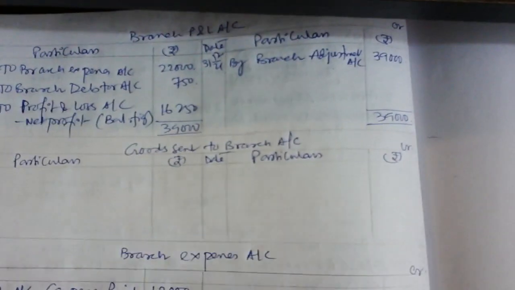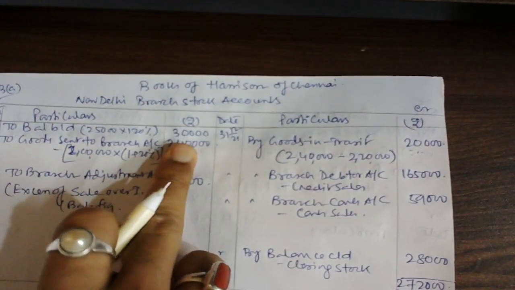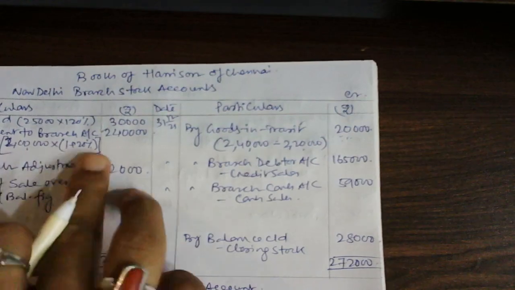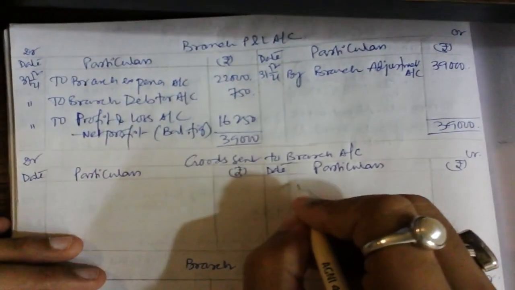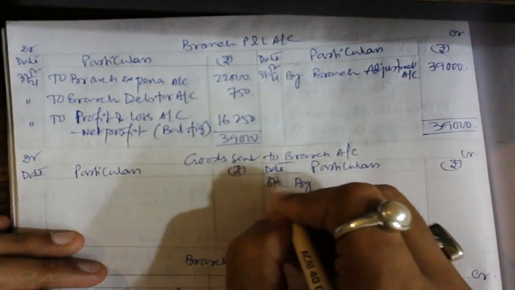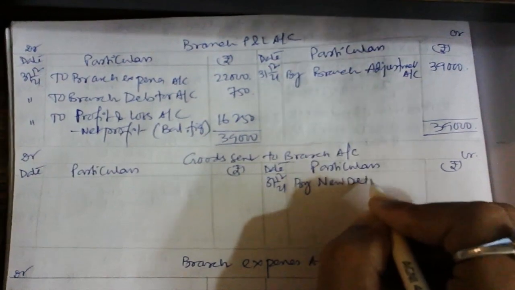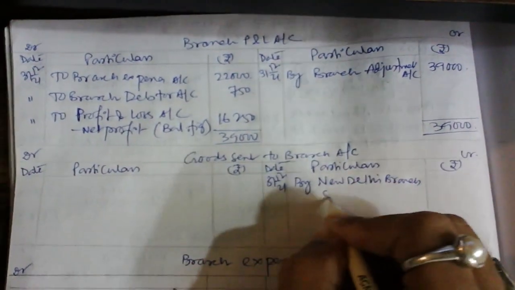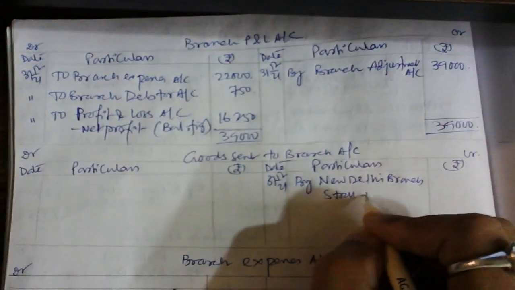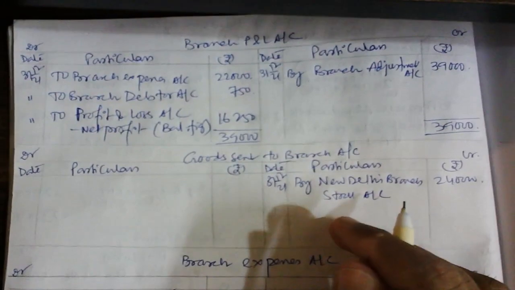Now we need to just close goods sent to branch. So let's have a look here once, guys. See, to goods sent to branch 2,40,000. To goods sent to branch 2,40,000. Write it down here once. By 31st December 21, by New Delhi branch stock account 2,40,000, correct? And after this, sir, what do we have?